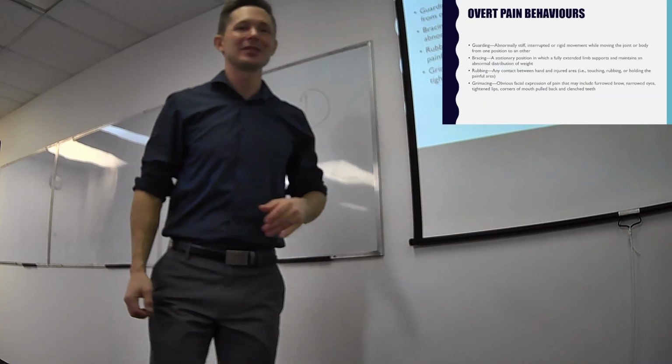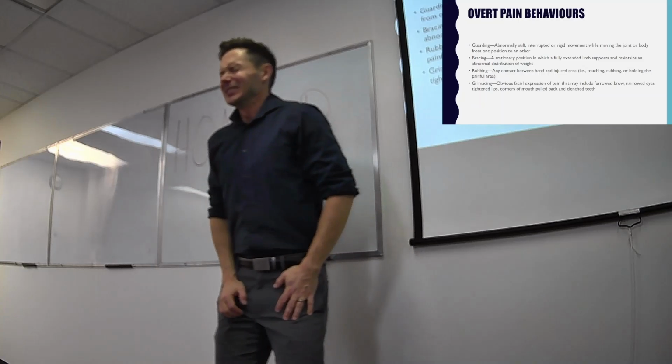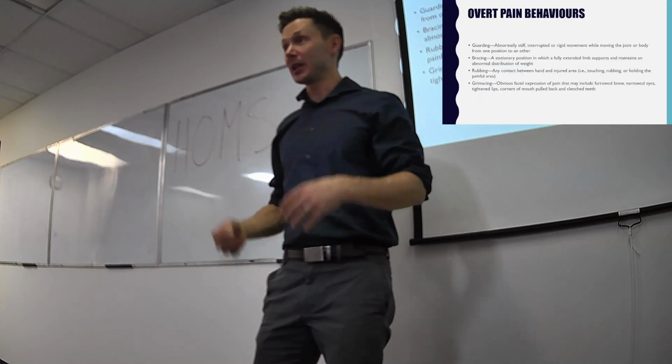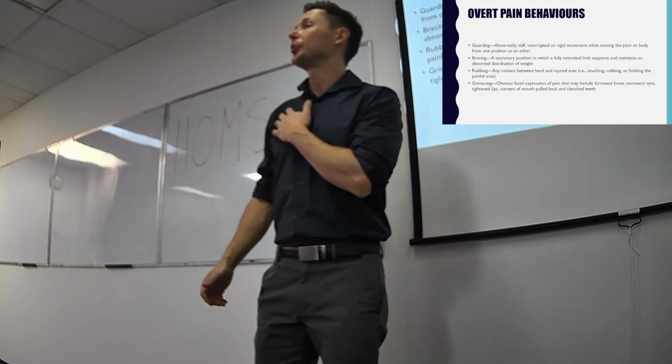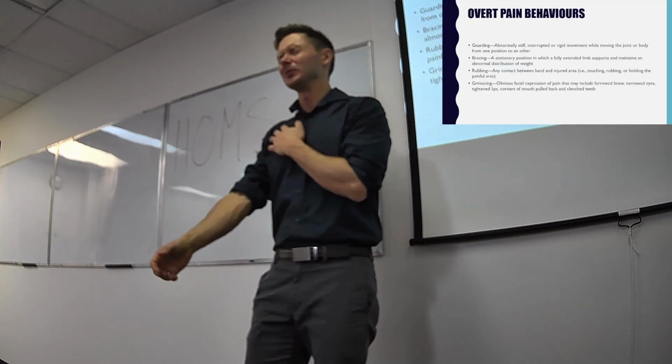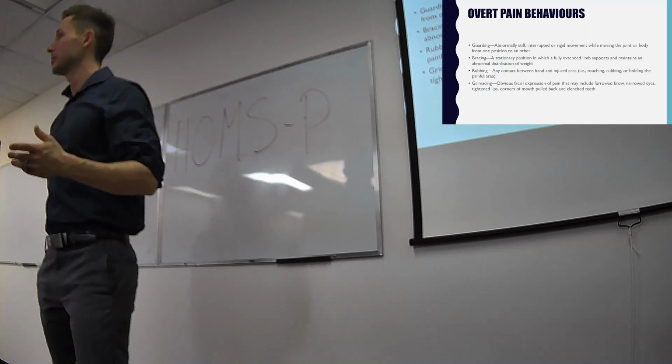Next we have grimacing. Grimacing, of course, is a facial expression. As they go to stand up, they grimace in pain. They get that overt pain expression on their face. As you go through range of motion, they lift their arm and they go... So it's that facial expression. Make sense?